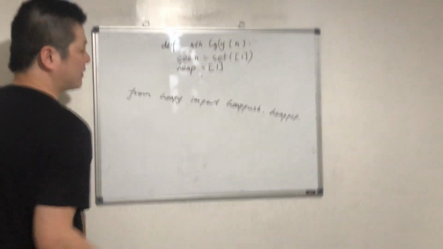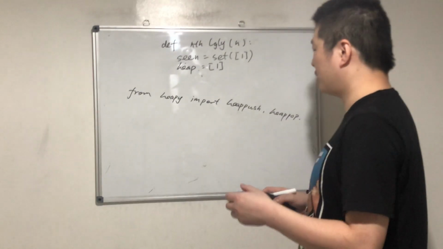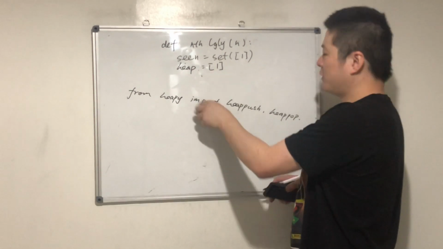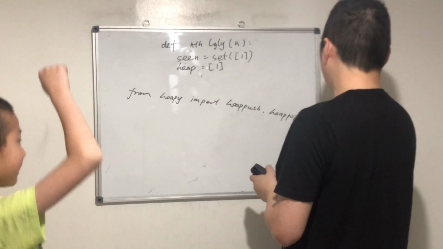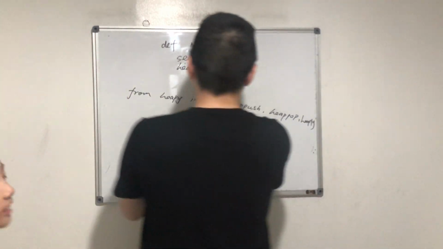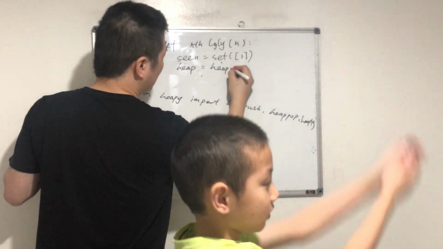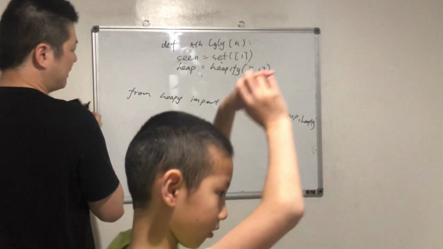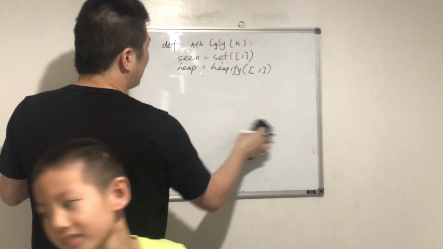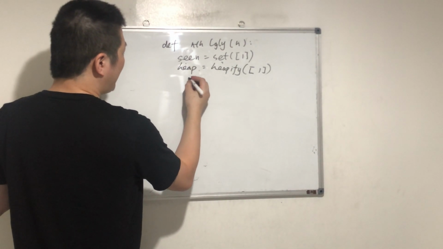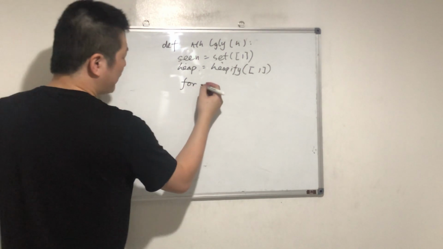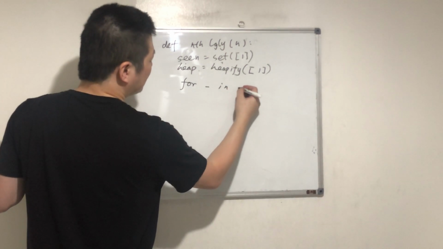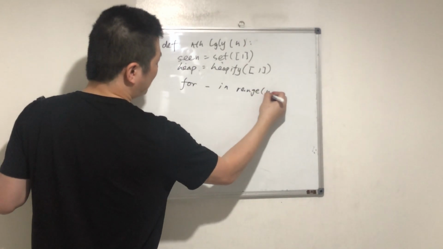These are the functions we need to manipulate a list as a heap. Heapify is for turning a list into a heap. So I will have a list, and heapify turns the list into a heap. And now, for n times, in range, because we are going to do this n times.